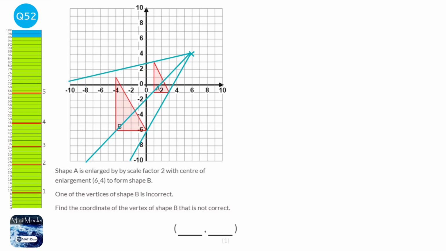It says find the coordinate of the vertex of shape B that is not correct. So the coordinate is this one here, and so that would be -4, 1.